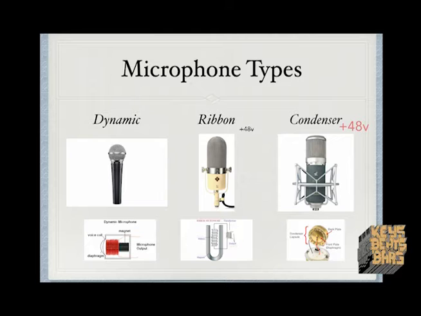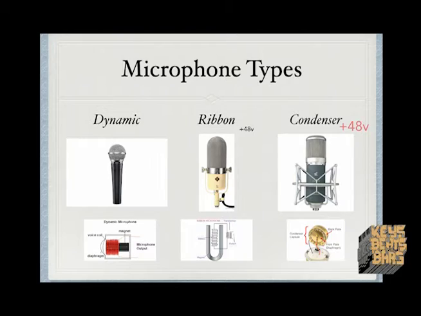A condenser microphone is special because it will require phantom power. Phantom power on an audio interface looks like plus 48V. You want to make sure there is no phantom power for a ribbon microphone so that it does not damage the delicate ribbon.